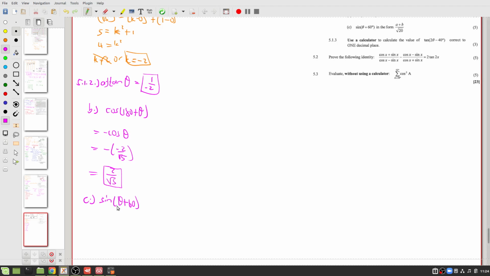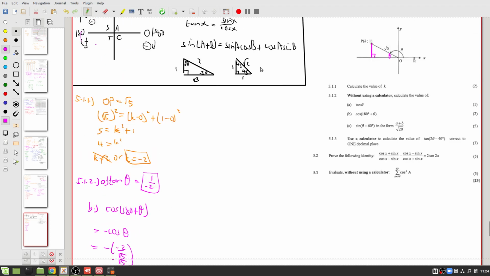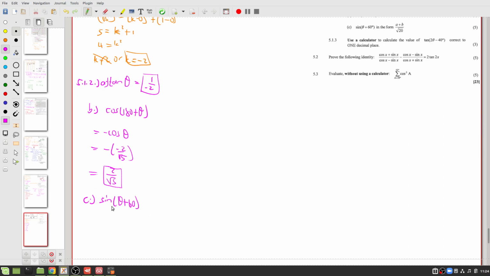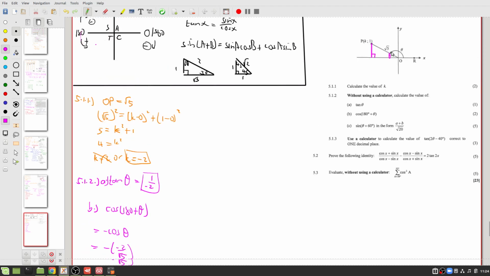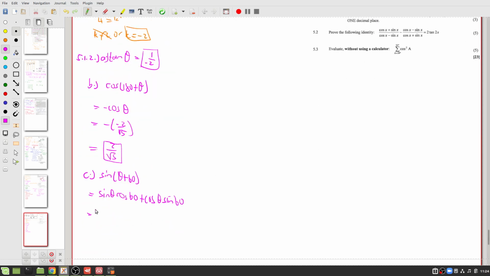Now we've got some angle plus another angle, so we can use this idea, right? Sine of a plus b equals sine a cos b plus cos a sine b. So this will be equal to sine theta cos 60 plus cos theta sine 60. Okay, so sine theta, again we can read off the graph here. Sine theta is opposite over hypotenuse, so that is 1 over root 5. And sine is positive in that quadrant, so we just keep it positive.